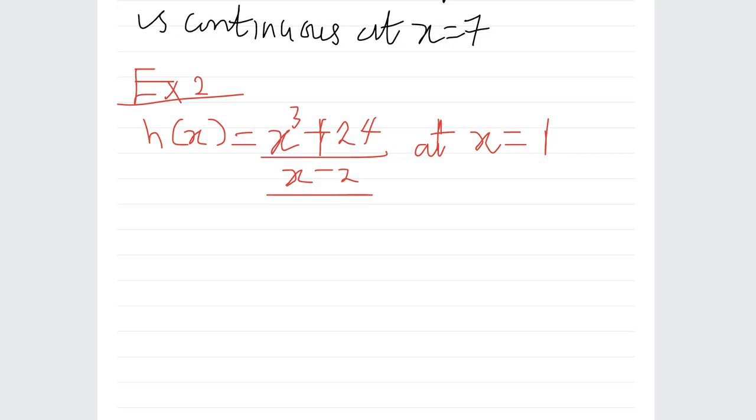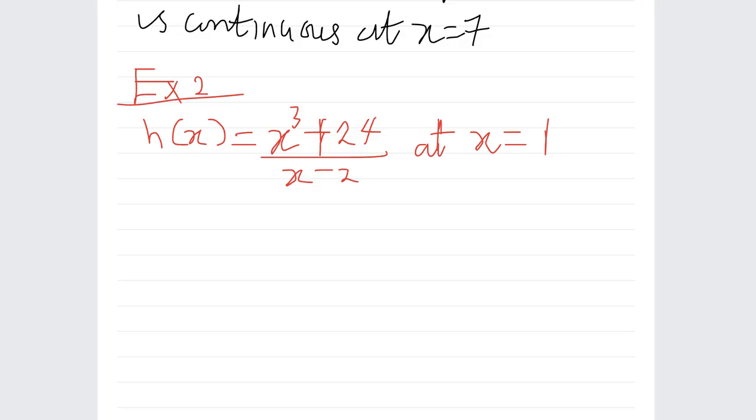Because if you put 2 in this x, you will get 2 minus 2, which will become 0. That's why it will be discontinuous. Are you seeing that now? So now let us prove that it is continuous. How do we prove that it is continuous?